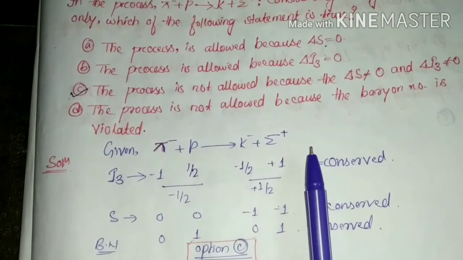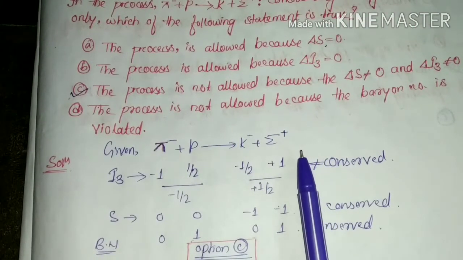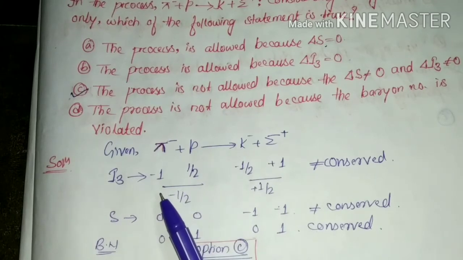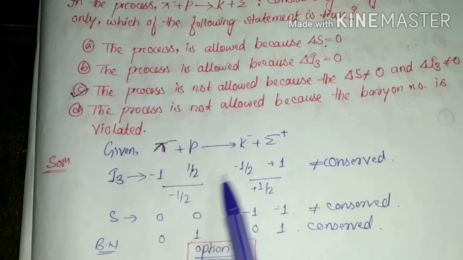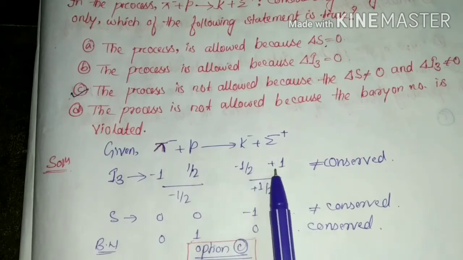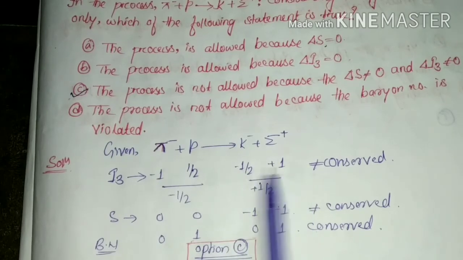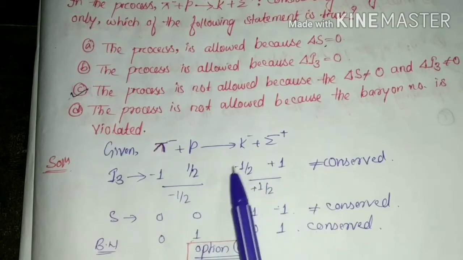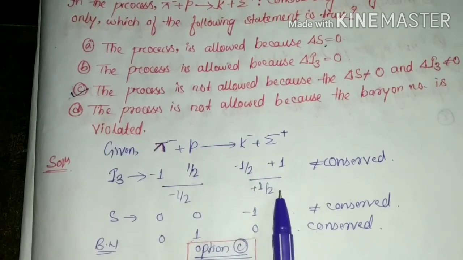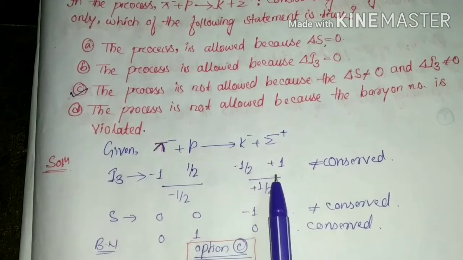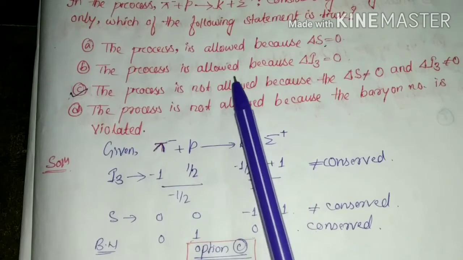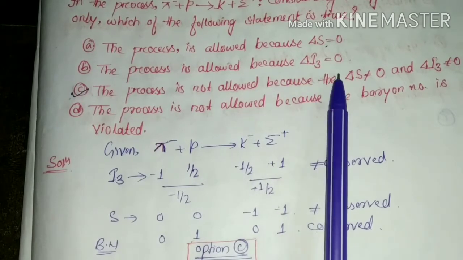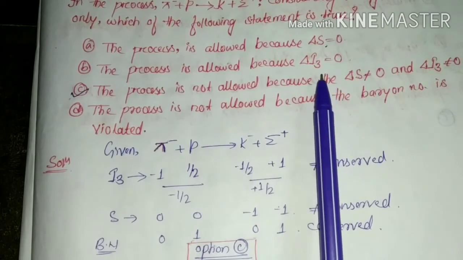So first of all we will check the third component, I3. For pi negative it's minus 1, for proton it's half, on the right hand side further it's minus half, further it's plus 1. So you can see here it's plus half on this side and minus half on the right hand side, so delta I3 is not conserved. But it is said here delta I3 is conserved, meaning it is equal to 0. So the second option is wrong.